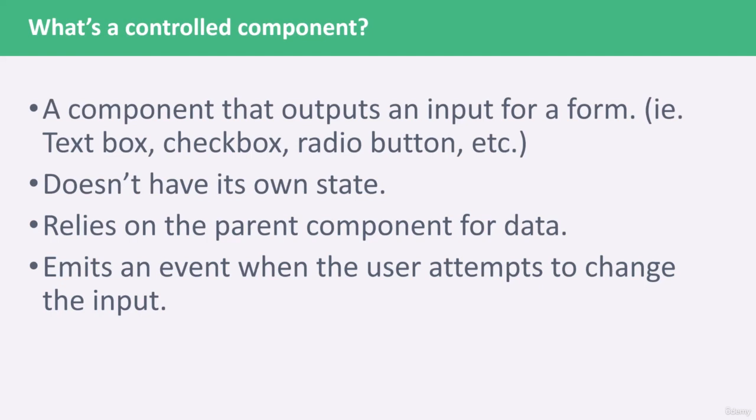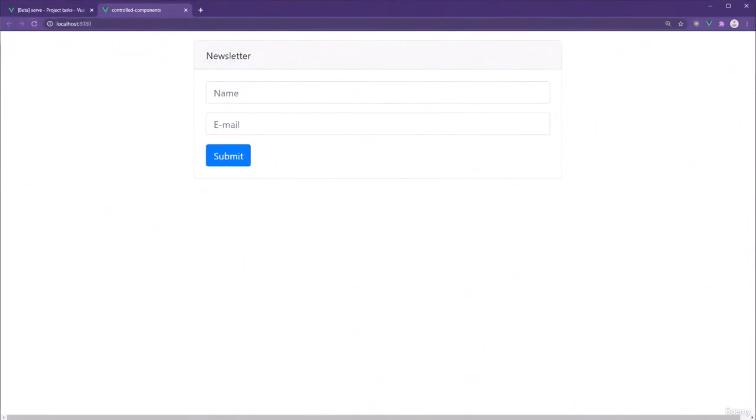If the user attempts to change the input, the component will emit an event. The parent component will be able to update its state and pass down the changes to the child component. This pattern keeps the child component dependent on the parent component. This is why it's called a controlled component. It's a component that is controlled by the parent component. Let's look at an example.